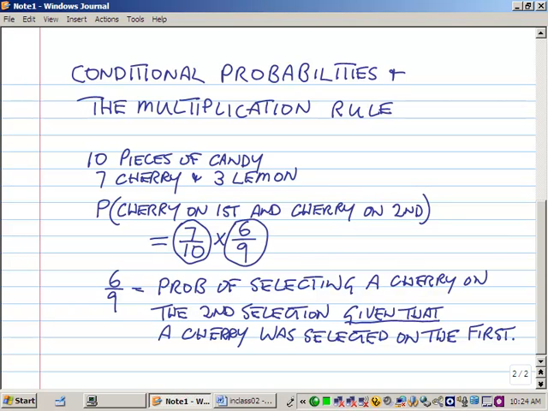If lemon was selected on the first choice, then the probability of selecting a cherry on the second would be 7/9 and not 6/9. All right. So anyway, this is a conditional probability. This 6/9 is conditioned on the fact that a cherry was selected on the first. Okay, that is a different probability if we had a different condition. As we said, what would change would be different if a lemon was selected on the first draw. All right, so the condition changes the probability.